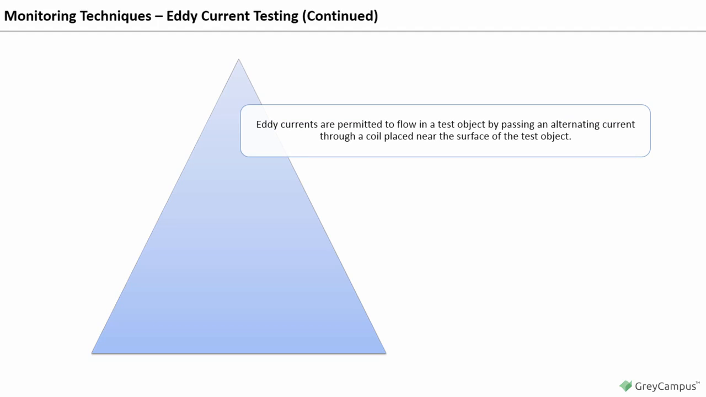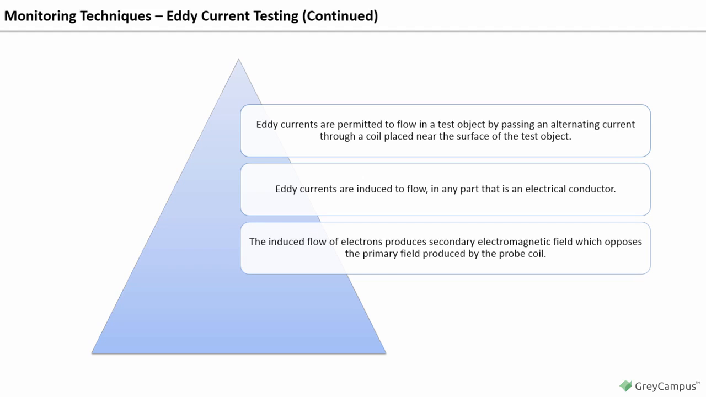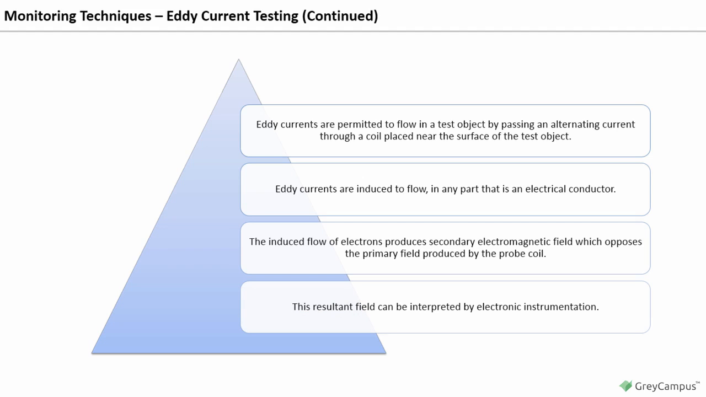Eddy currents are permitted to flow in a test object by passing an alternating current through a coil placed near the surface of the test object. Eddy currents will be induced to flow in any part that is an electrical conductor. The induced flow of electrons produces a secondary electromagnetic field, which opposes the primary field produced by the probe coil. This resultant field can be interpreted by electronic instrumentation.